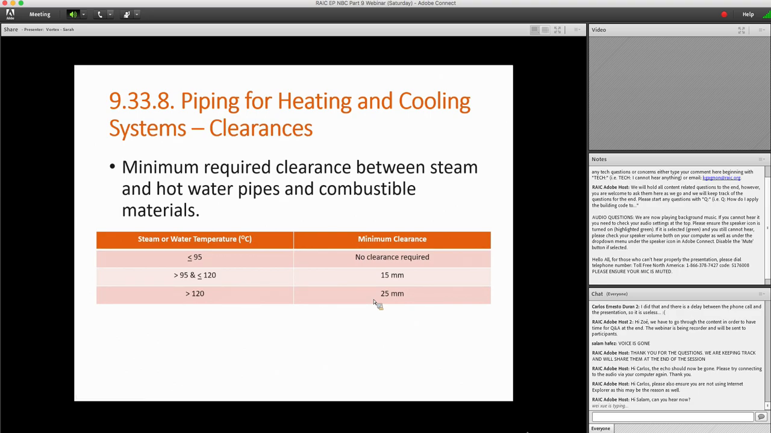Piping for heating and cooling systems must maintain minimum clearances between the steam and hot water pipes and adjacent combustible materials. Where your steam or water temperature is less than 95 C, you're not required to have a minimum clearance. Where it is greater than 95 but less than 120, 15 millimeters are required. And where your steam or water temperature is greater than 120 Celsius, you need a minimum of 25 millimeters clearance to combustible materials.